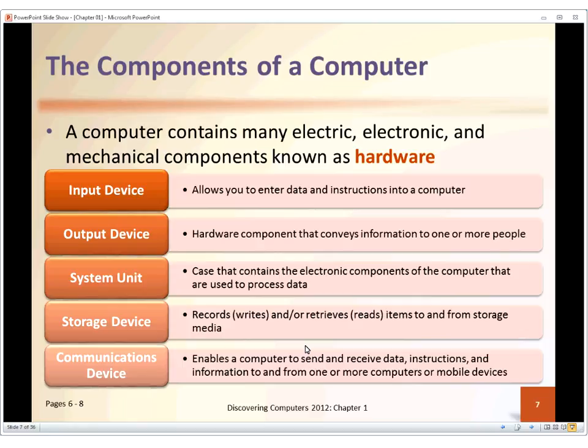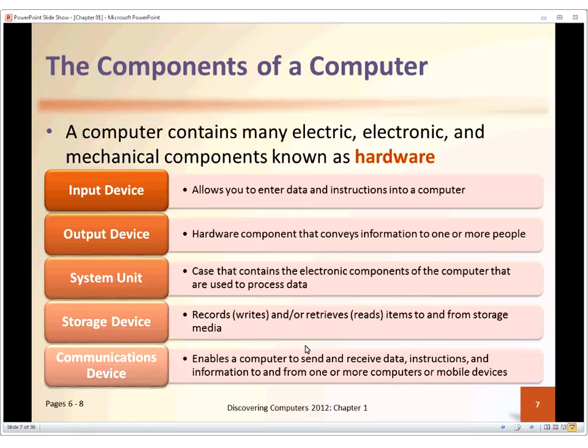You have to have storage to keep and write or retrieve and read items to and from the storage so that you can keep that data secured. And then there are communication devices. This is relatively new, that enables the computer to send and receive data, instructions, and information to and from one or more computers or mobile devices.